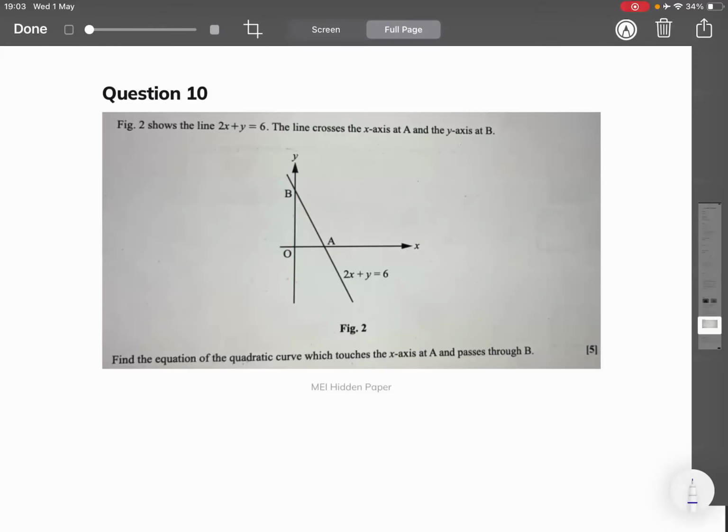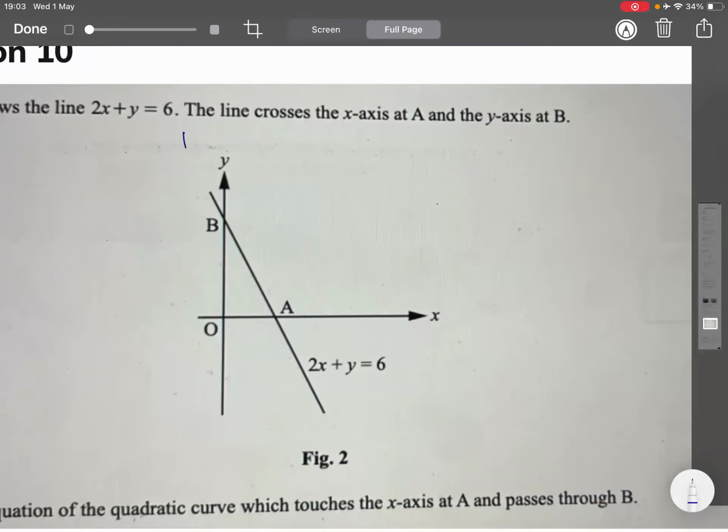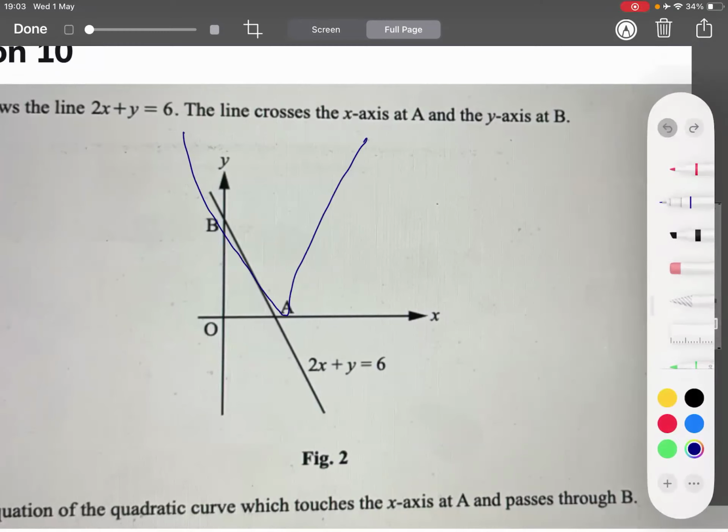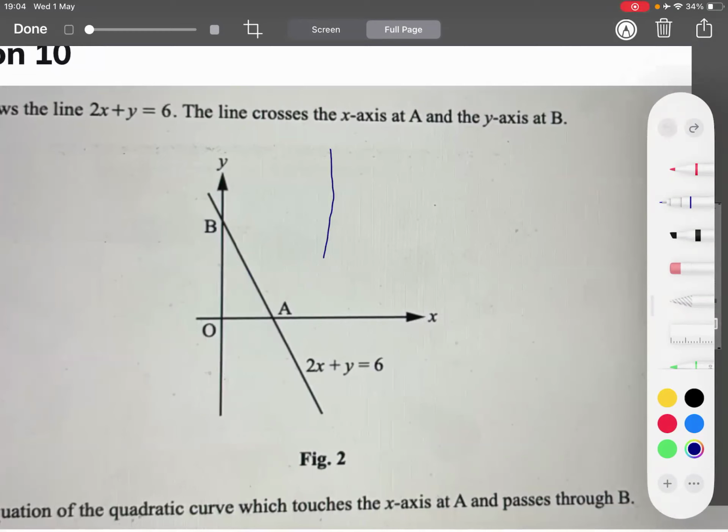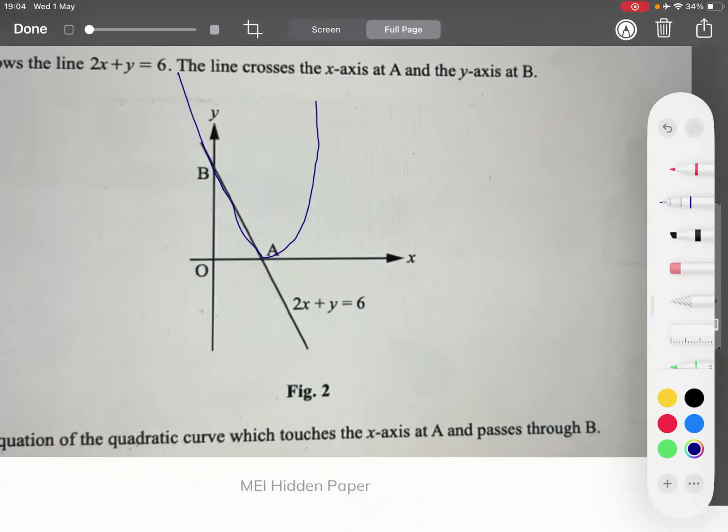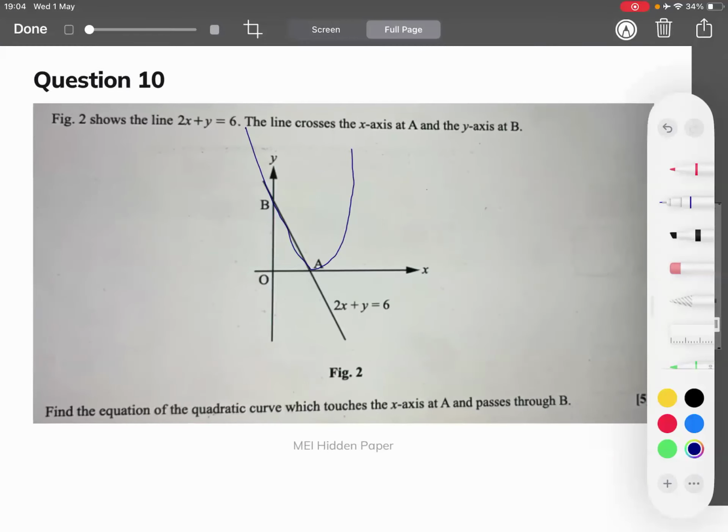We have a line 2x plus y equals 6, and we know that a quadratic touches A and passes through B. So my quadratic would look something like this. Okay. So it doesn't pass through A, it only touches. So that's how my quadratic would look. So there's two methods. I know that A is both my minimum point and also my root.